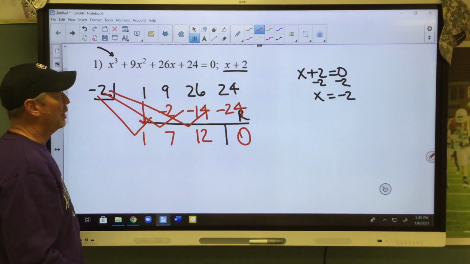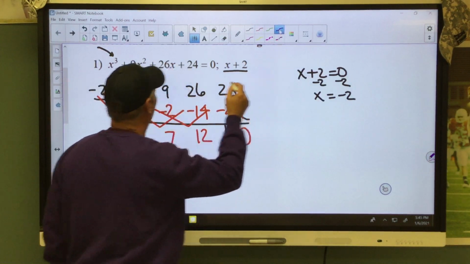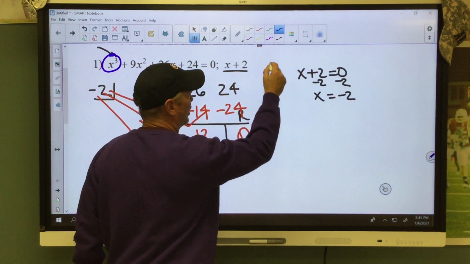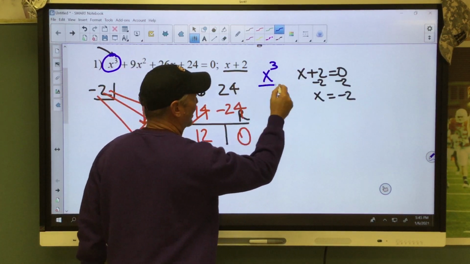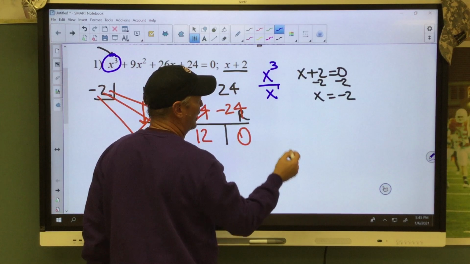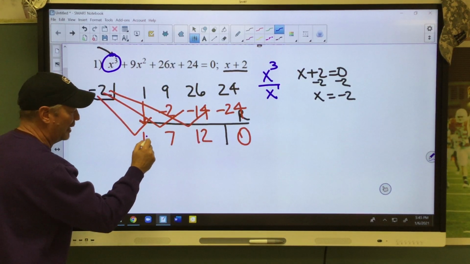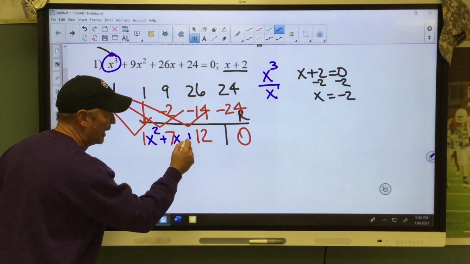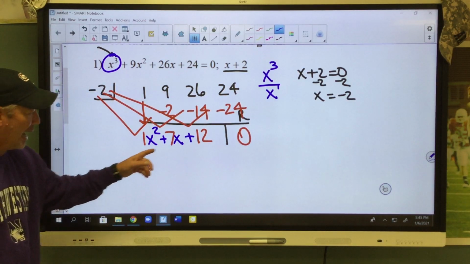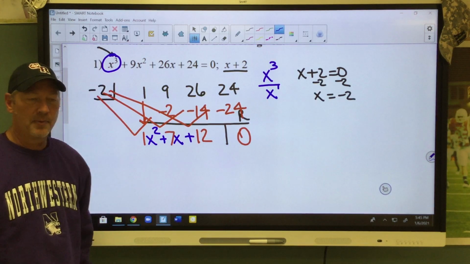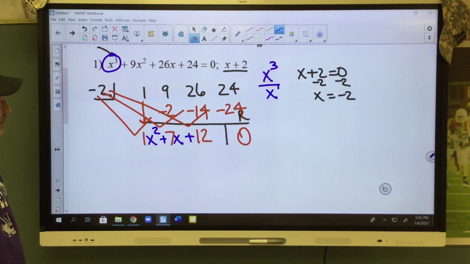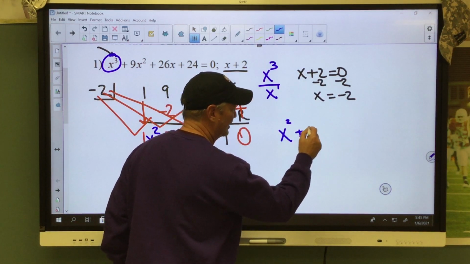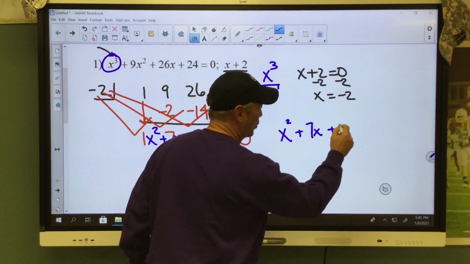Okay? Now, here's what we're going to do. Remember the first problem, or the first term? It started with x to the third. We divided by x to the first. That means my first number down here should be x squared plus 7x, that is a positive 12. I need to factor that expression. So we're going to go x squared plus 7x plus 12.